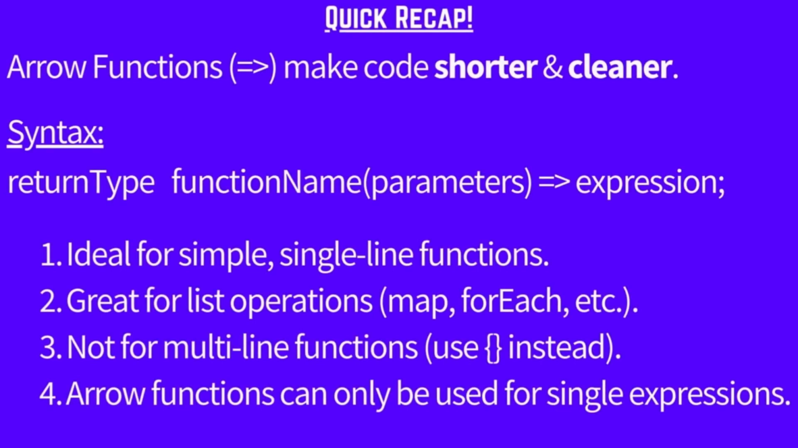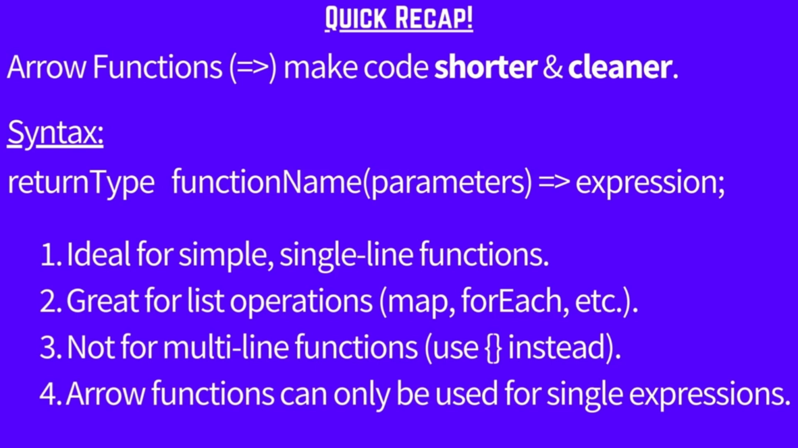Let's have a quick recap of arrow function. Arrow functions help make code shorter and cleaner by replacing curly braces and the return keyword with a fat arrow, =>. The syntax is simple. Instead of writing a full function with curly braces and return, we use return type, function name, parameters, => expression.